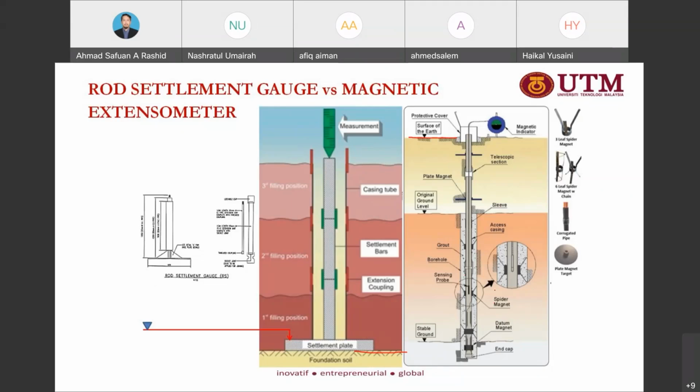That's why they call it a spider magnet. For example, if you want to look for any difference in this particular area, we use this magnetic indicator. The magnetic indicator has a sensing probe, so it can get the value of this spider magnet, because it consists of a magnetic instrument, a magnetic device.